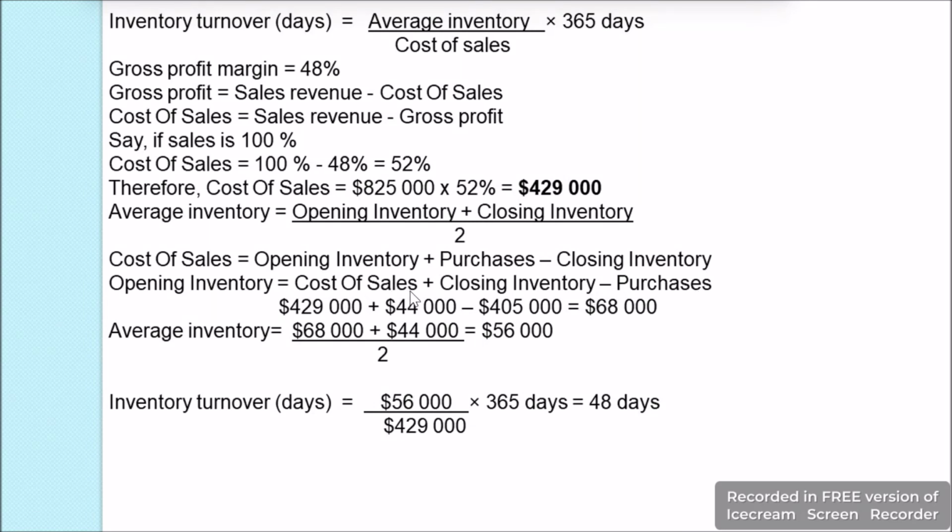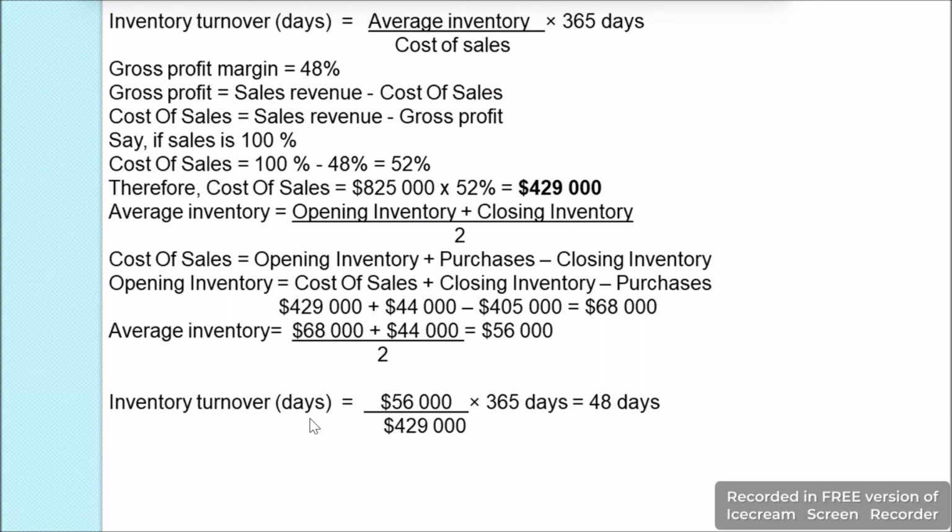So cost of sales which we have calculated is $429,000. Purchases and closing inventory are given. So here the closing inventory which was given was $44,000 and the purchases which was given was $405,000. So we'll get the opening inventory as $68,000. Now the average inventory will be 68,000 plus 44,000 divided by 2, which will be $56,000.